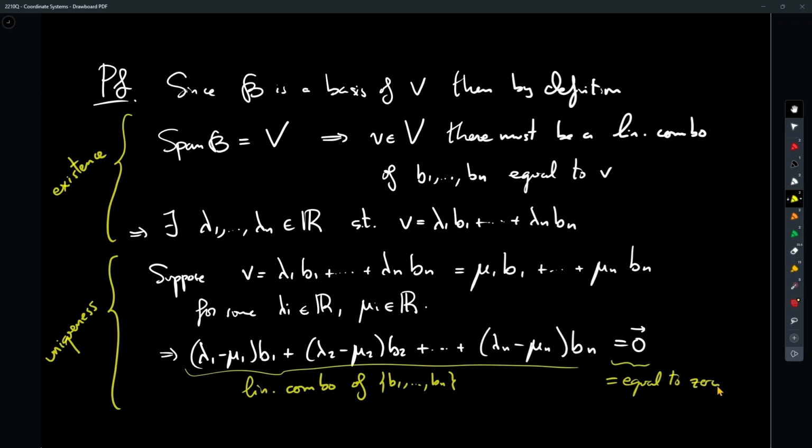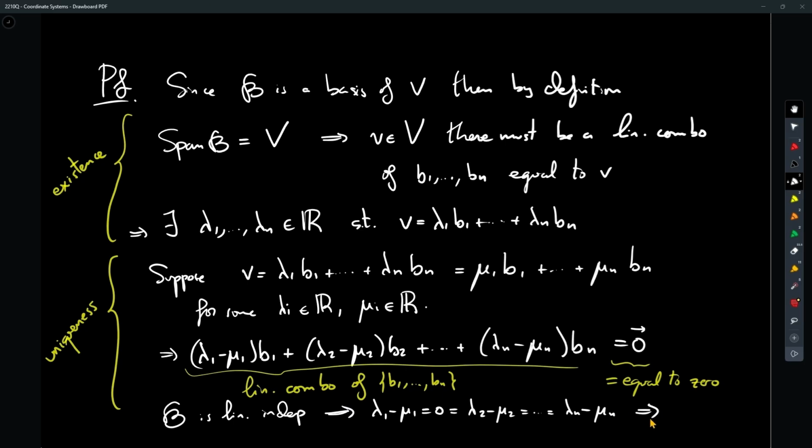but B1 through Bn are linearly independent. And that tells me that such a linear combination must be that every scalar is 0. So every one of these coefficients has to be 0. Lambda 2 minus mu 2 has to be 0, and all the way to lambda n minus mu n has to be 0. But that tells me then that lambda 1 is equal to mu 1, lambda 2 is equal to mu 2, etc.